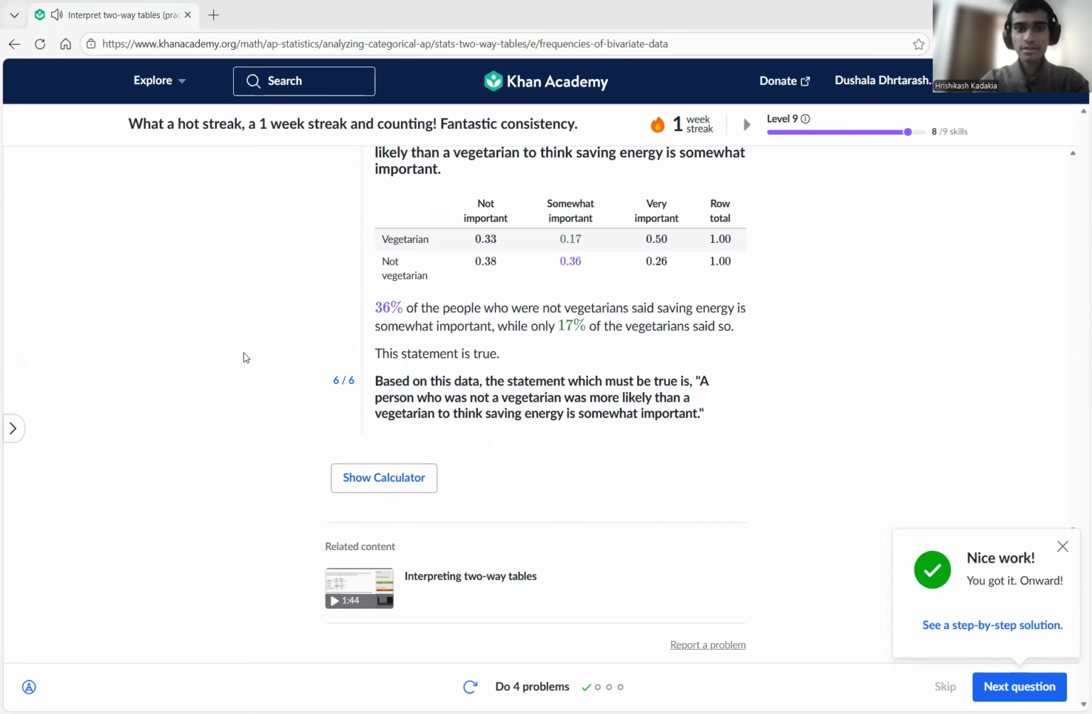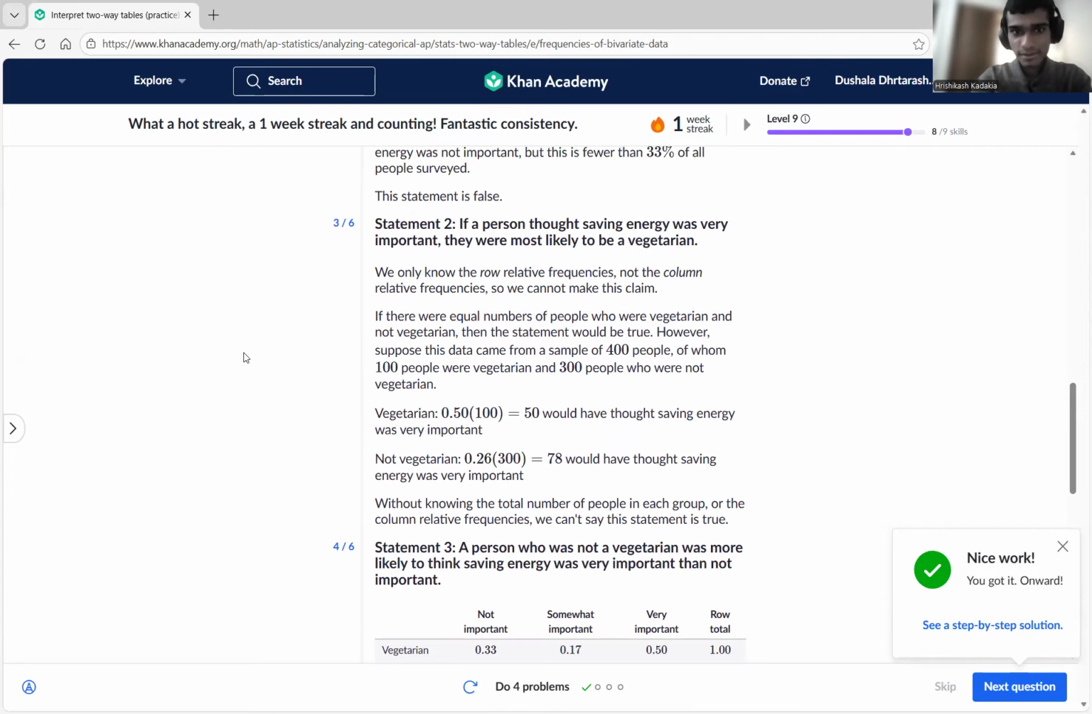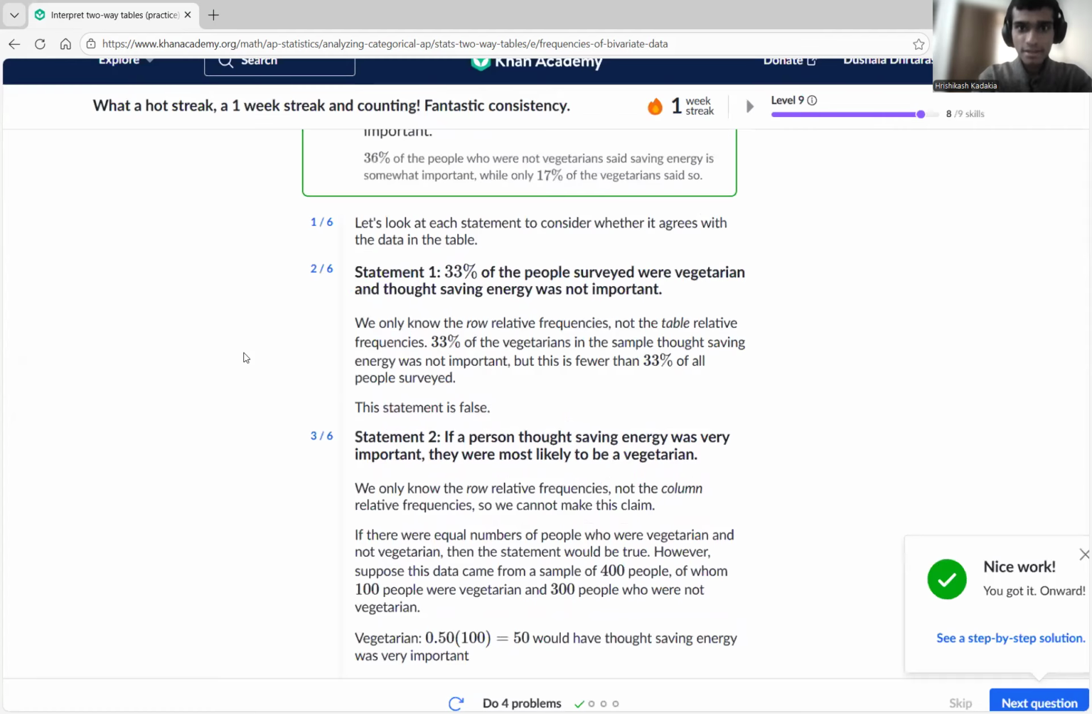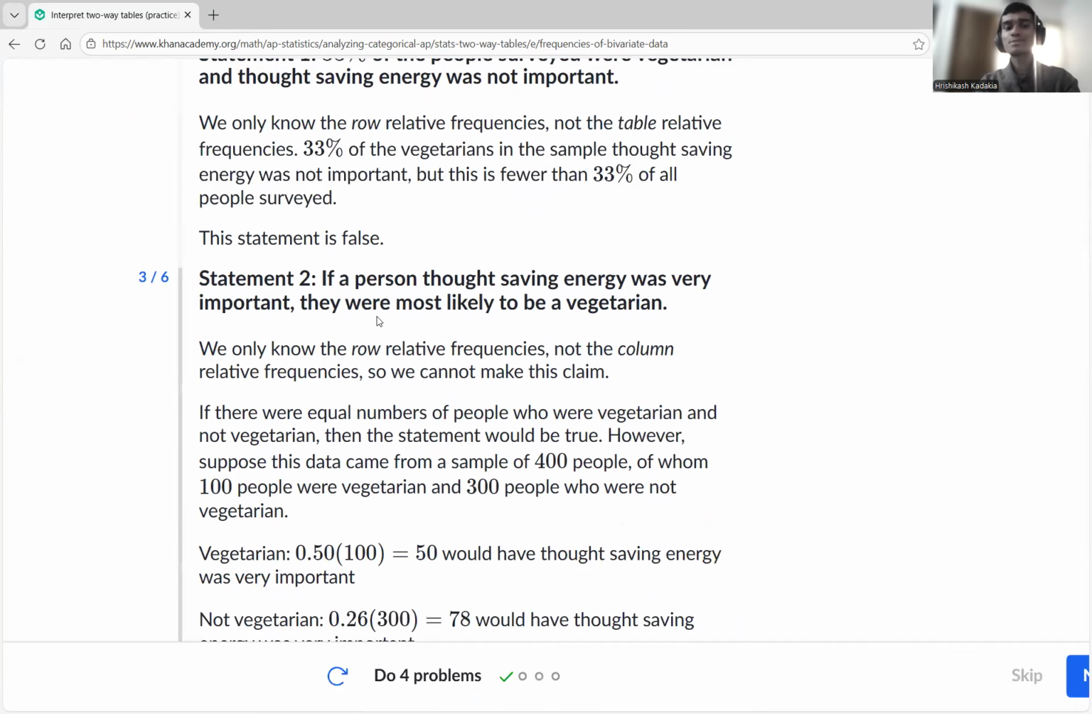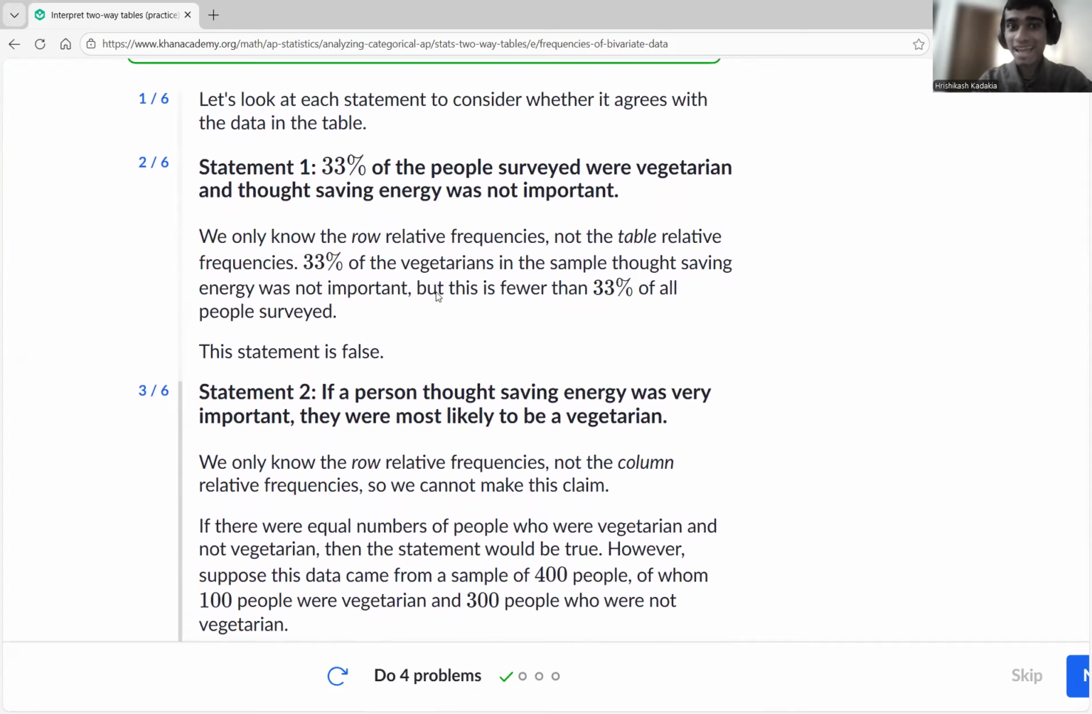We can even study this if you want. So let's study. Statement one. So yeah, we know the relative frequencies, but we don't know the table relative. Now this one matters: column relative, table relative, and row relative. We have three relatives. So we want to see according to the table relative.